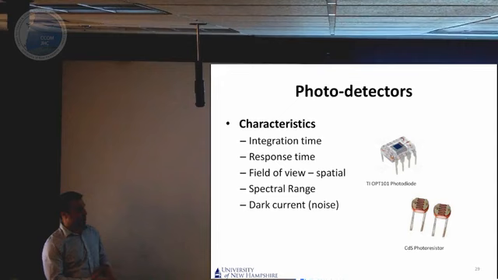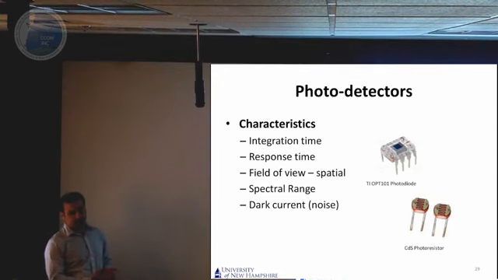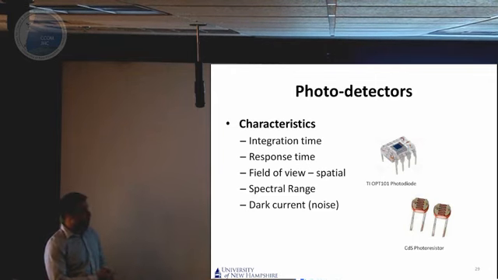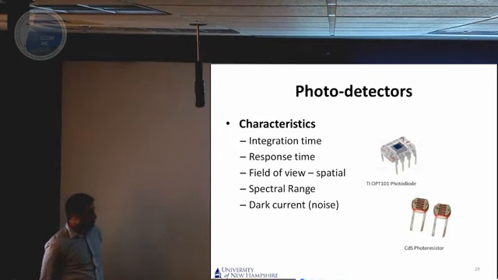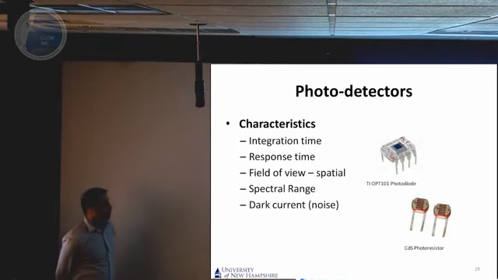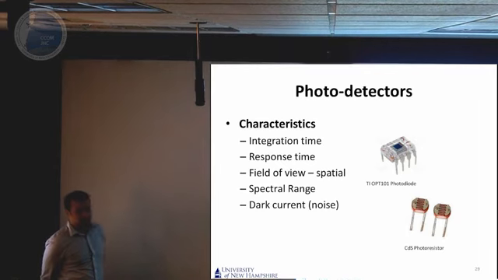And response time is basically the speed, how fast this photodetector responds. It's strictly dependent on the material that the photodetector is built on. For example, photodiodes are much faster than photoresistors. And also field of view. Field of view is a spatial characteristic: at which angle does it get more light intensity? That's one spec. And also the spectral range of the detectors.